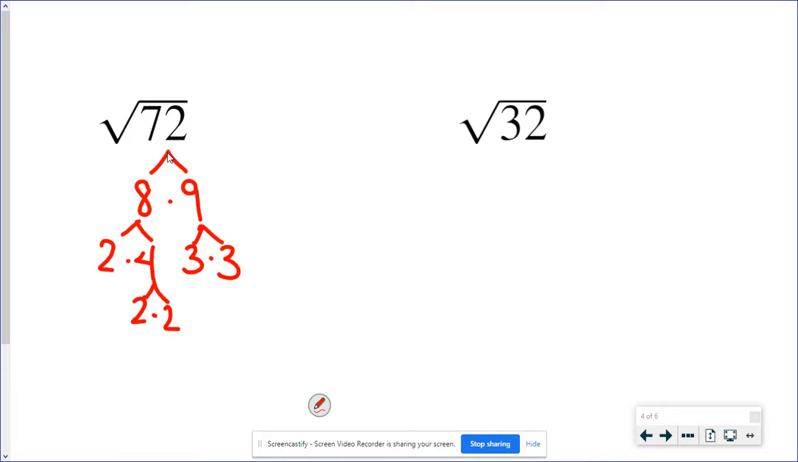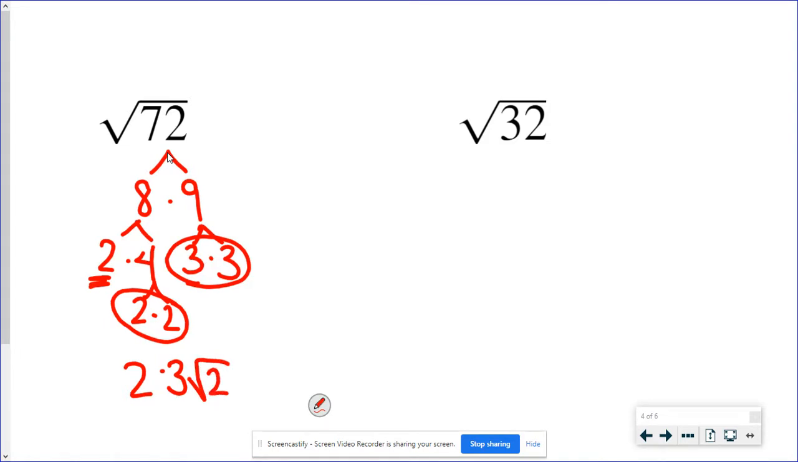So I could have, it doesn't matter which pair of 2's, but I can only circle 2 2's. So I'm going to circle those 2. They're going to break out. I'll circle these 3's. They'll break out. The stuff that's left over, the only thing at the end of a branch that didn't get circled is that rad 2. It has to stay inside. And then I would multiply the 2 times 3 and get 6.